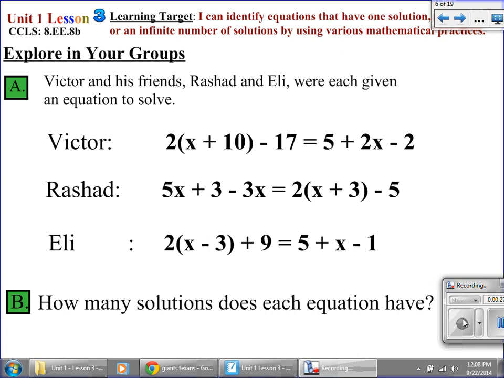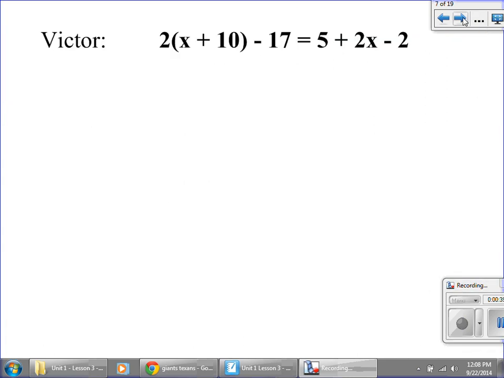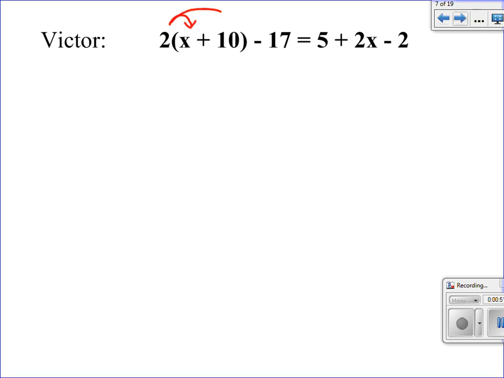So I'm going to go through each equation. I'm not going to spend too much time on the solving part because at this point we should be pretty good at solving equations. We're going to start with Victor. The equation for Victor is 2(x + 10) - 17 = 5 + 2x - 2. Most of you see this and know right away I need to get rid of these parentheses, so we're going to do the distributive property. 2 times x gives me 2x. 2 times 10 gives me a positive, so a plus 20 minus 17 equals 5 plus 2x minus 2.